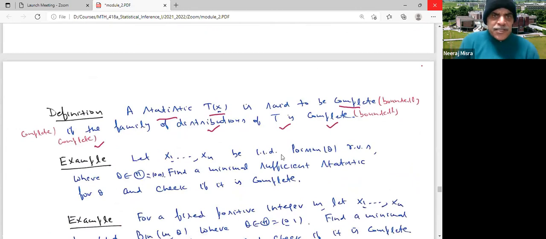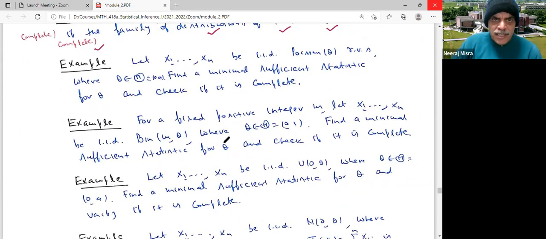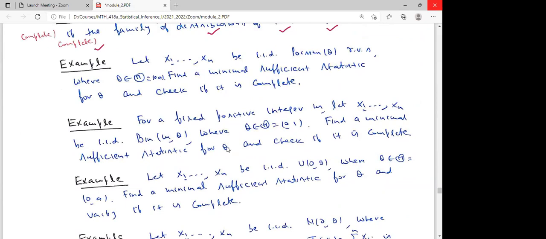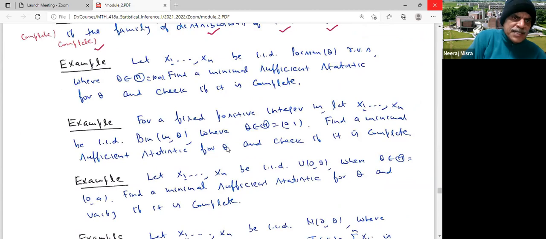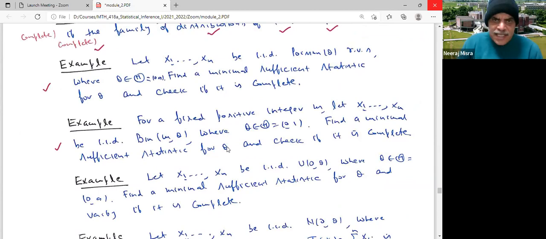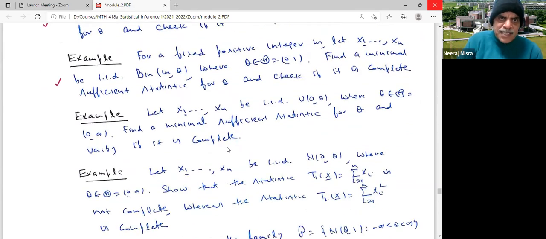Then let us do this example. Let X1, X2, ..., Xn be IID Poisson theta random variables. Find a minimal sufficient statistic for theta and check if it is complete. So there is one example of a Poisson. The second example is for binomial. In both the cases, you have been asked to find a minimal sufficient statistic and check whether it is complete. Then the next example, which I consider, is about uniform 0 theta.